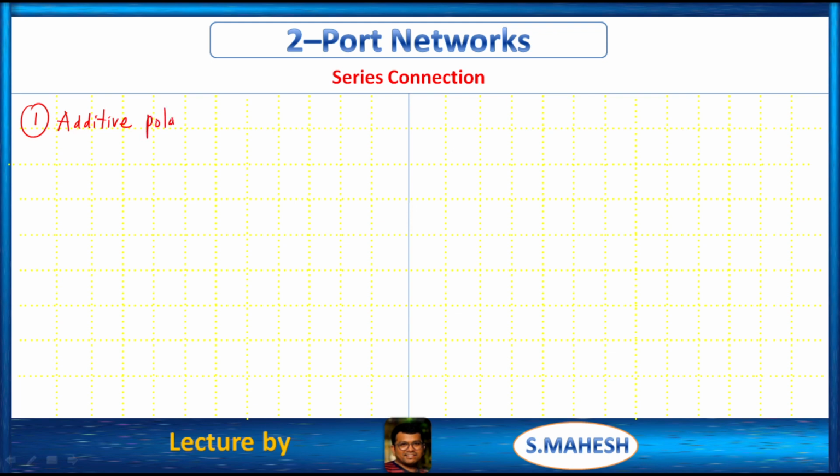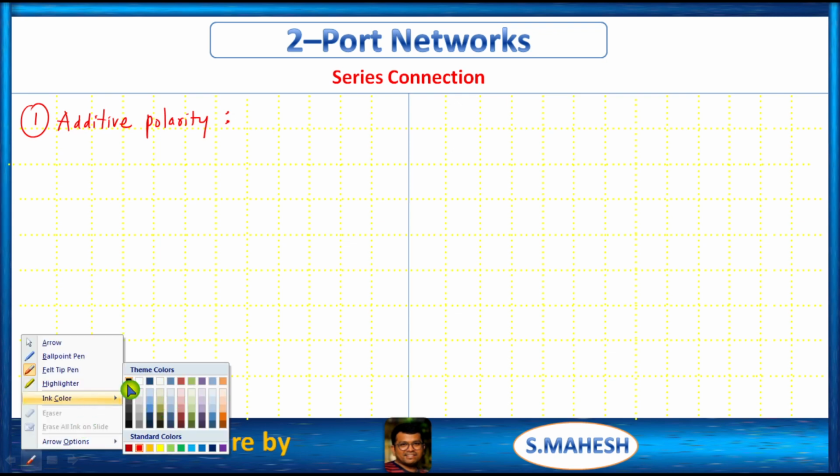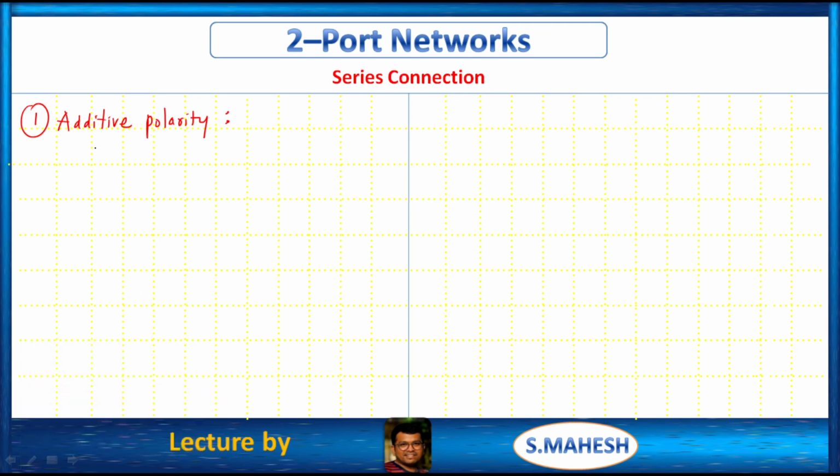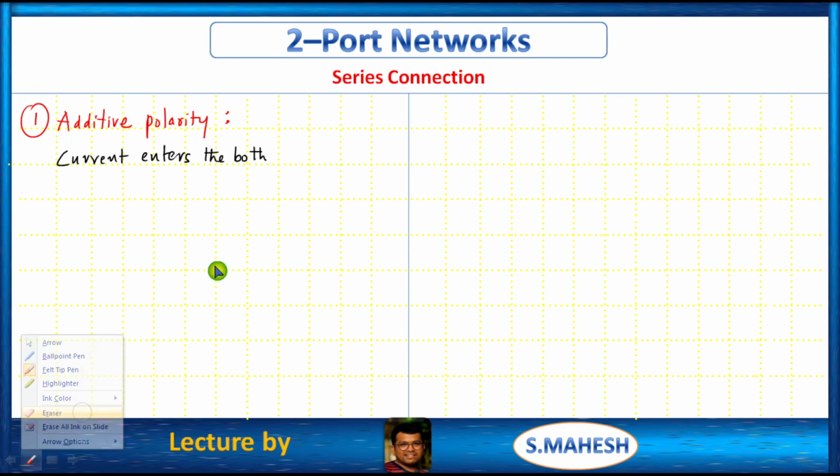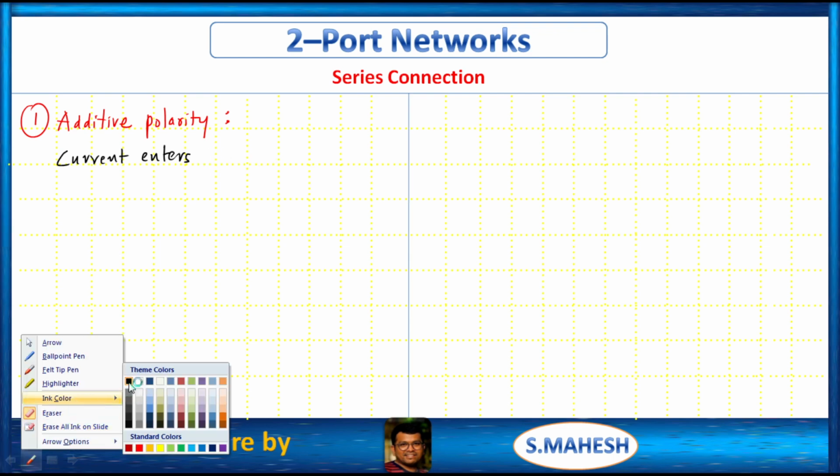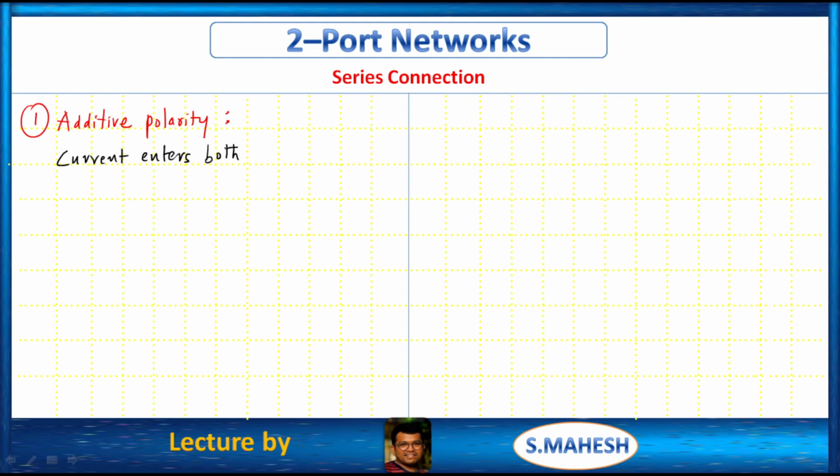Additive polarity. What is the meaning of this additive polarity? It means current enters both the dots. If current enters both the dots, then it's said to be additive polarity, right?